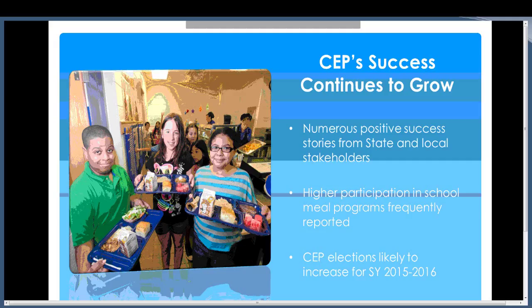Both in terms of the data and the anecdotal evidence, this has been a great win all around. We fully expect that CEP elections will continue to increase next year and in subsequent years based on the high interest of some districts that have been on the fence up until this point, and also because of the pattern that we've observed in all the pilot states. They all saw bigger numbers in year 2, and that trend is likely to continue as we implement nationwide.